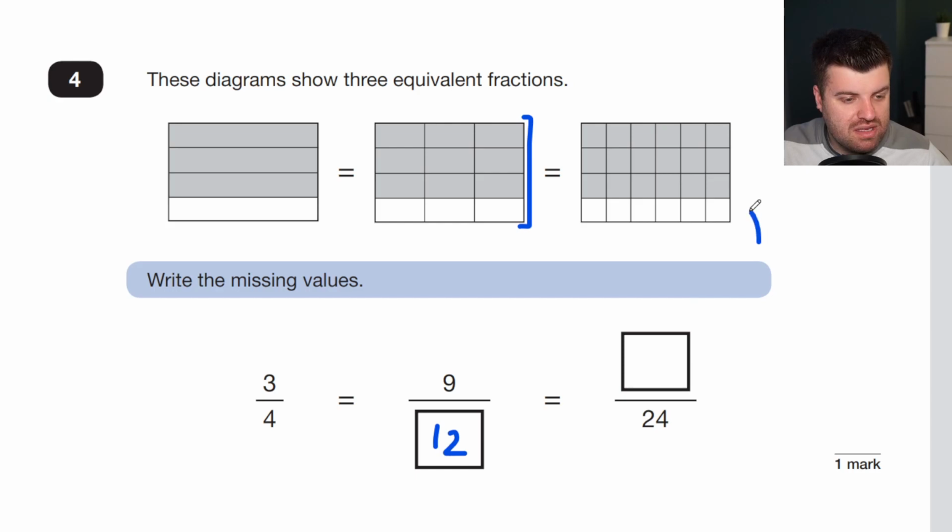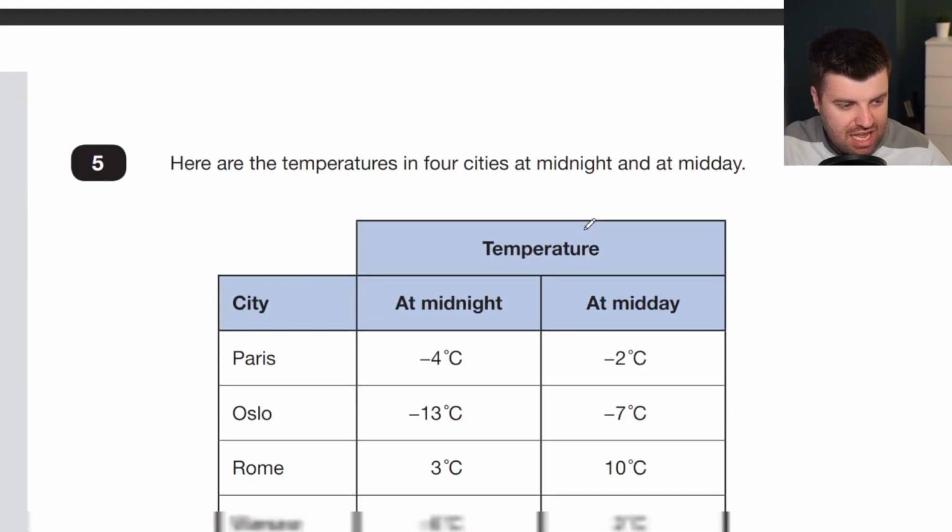And then 24 parts here. How many of those are shaded? 6 in each row, 12, 18. So even if you weren't too confident there on equivalent fractions and converting them, you can use the pictures to help you. This is the good thing about the reasoning paper. It is tricky, but it gives you prompts and guides as well and hints.